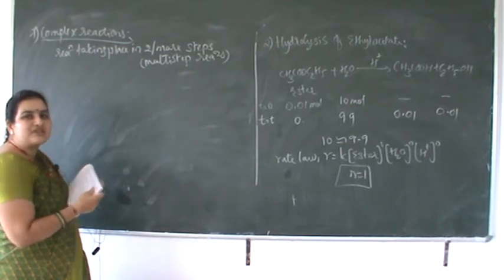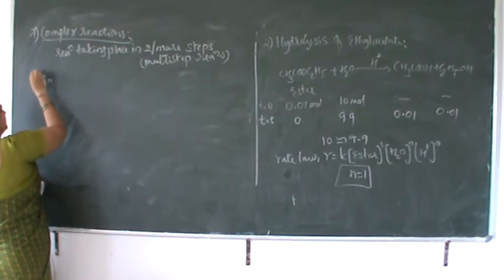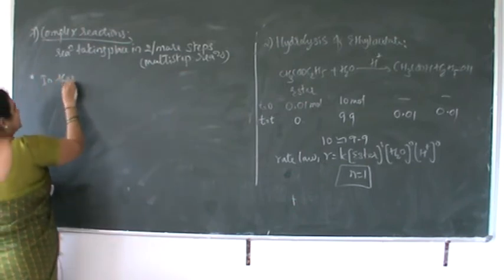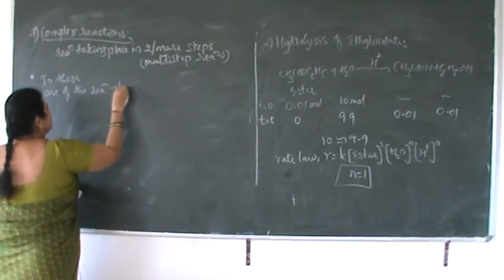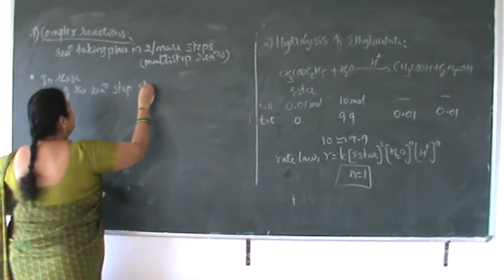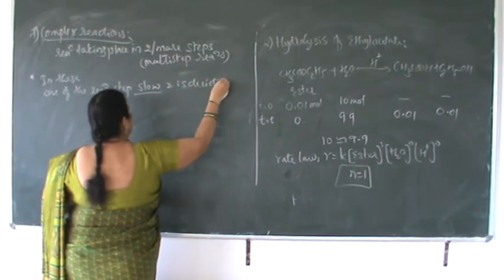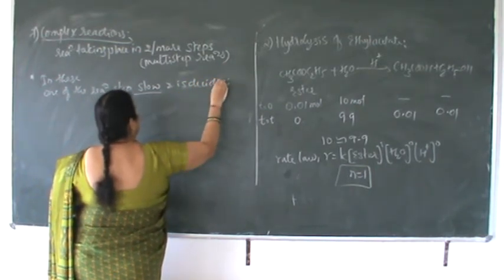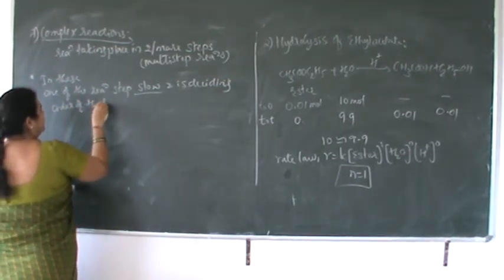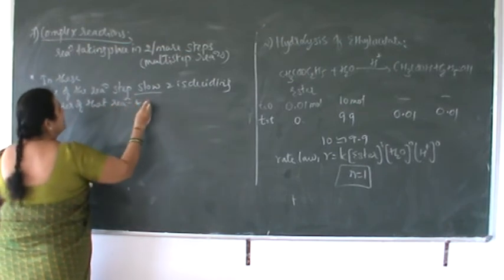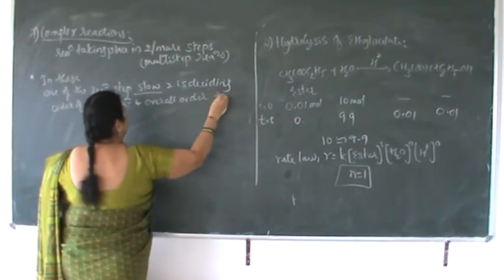What is special in these complex reactions? In these reactions, one of the reaction steps is slow, and this slow step decides the order of that reaction and the overall order of the reaction.